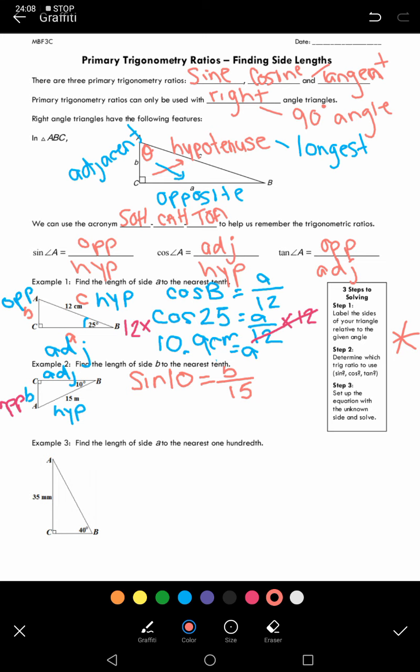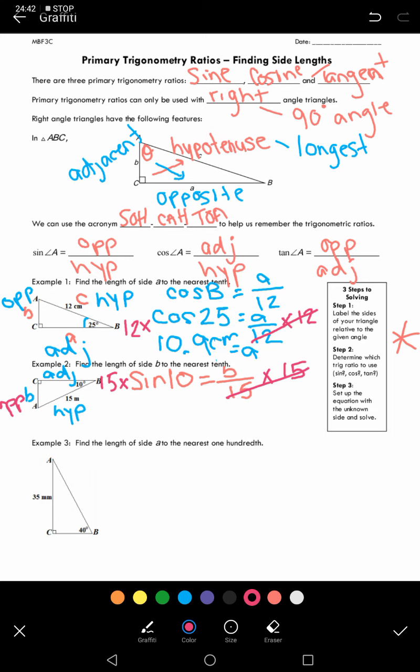In order to do that, we're going to use our opposite operation. So again, we have b divided by 15. In order to get rid of that 15 on the bottom of that fraction, I'm going to multiply by 15. Those are going to cancel out. What I do to one side, I have to do to the other. So I have 15 times sine 10 equals b. For me, I like to do sine 10 equals, get a nice number there, then multiply that by 15 to get my answer.